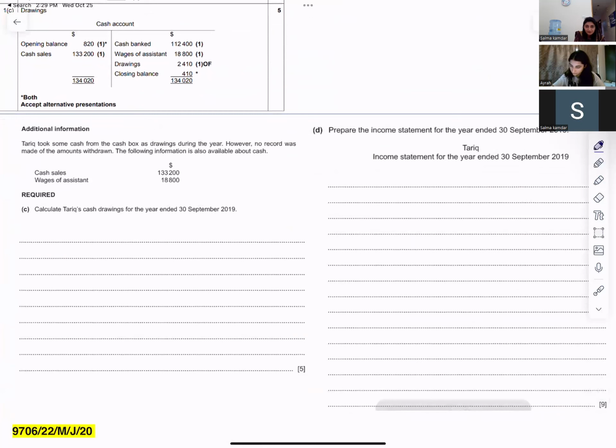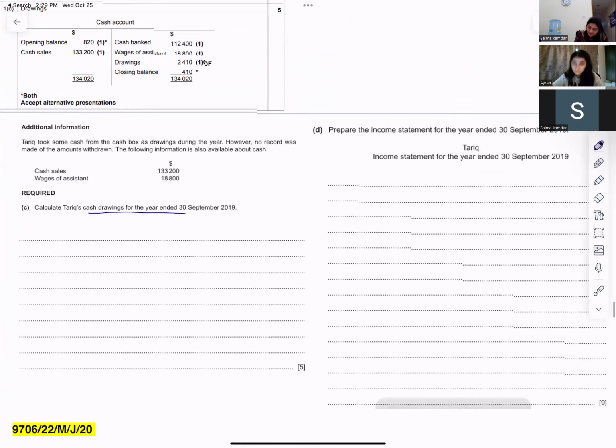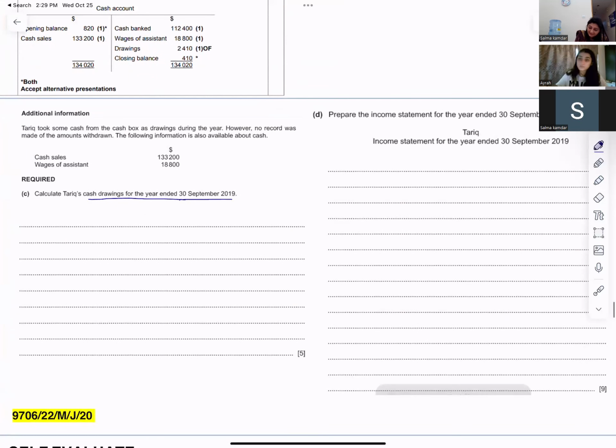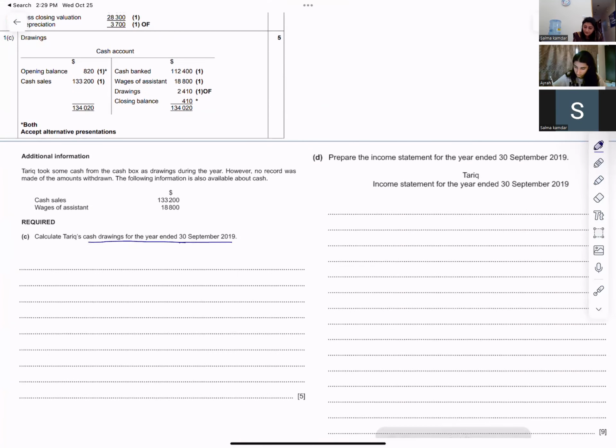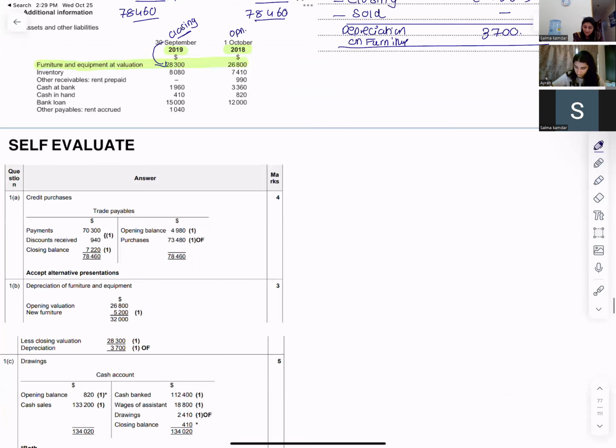Now they want you to calculate the cash drawings. Whenever they ask you to calculate something, you have to see everything on the top to come to the conclusion which is down. So if they want us to calculate cash drawings, I will try to see information related to cash and bank.